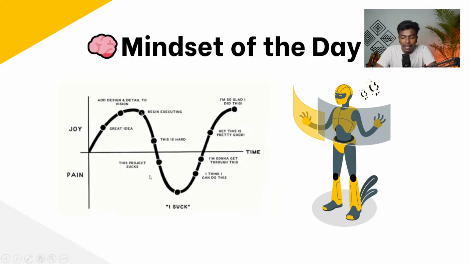So today's mindset of the day is about the graph which you are seeing, a universal success graph. Whatever task or challenge you are starting, it might be this 30-day series, registering for a course, starting up a company, or preparing for interviews to get placed in a top MNC, whatever challenge you are taking in your life.